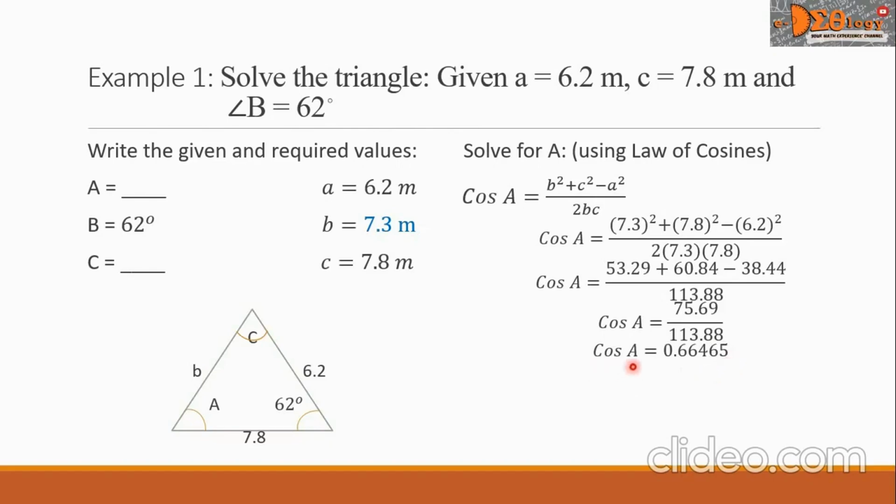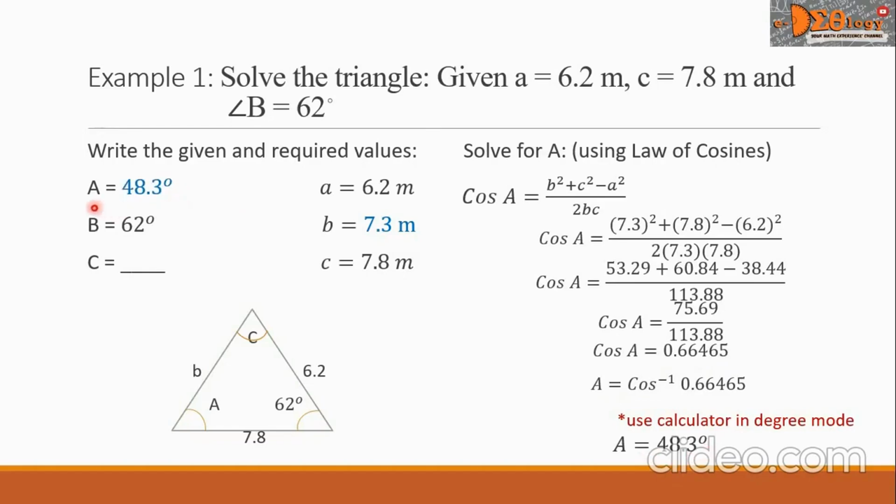So we will get the angle A. We will use our inverse cosine. We will use our calculator in degree mode. So the angle A equals inverse cosine of this decimal value. So the angle A is 48.3 degrees. So this value of A we will copy over here, opposite angle A.